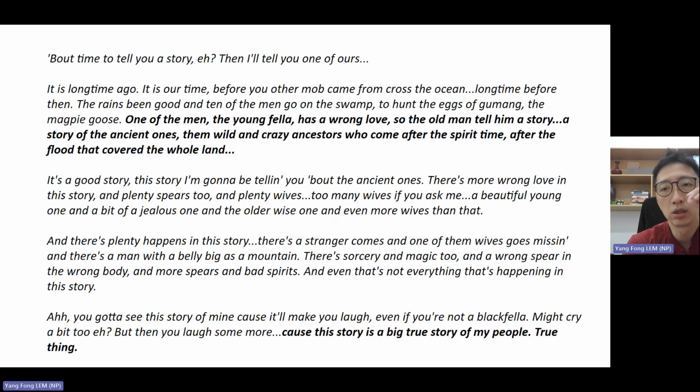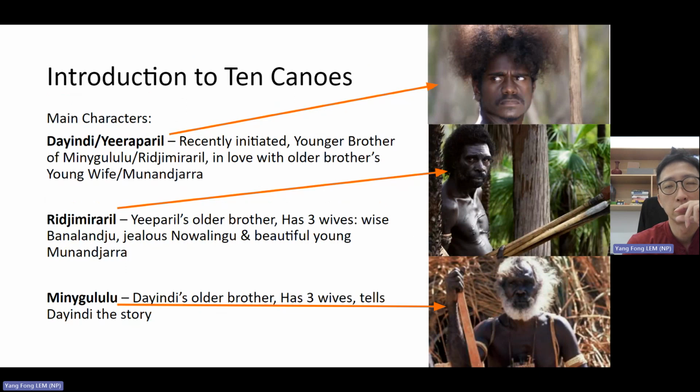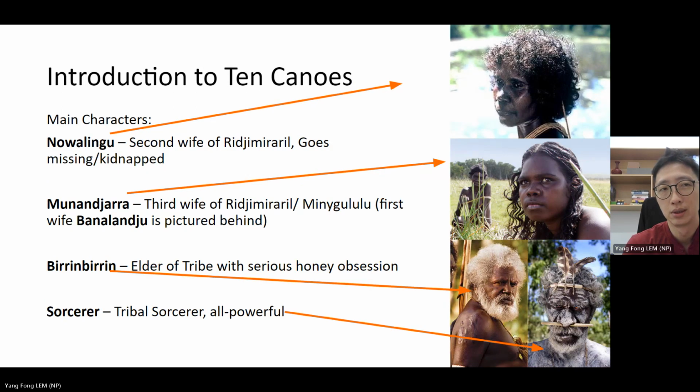Okay, so this one I'll leave to you to do as part of the exercise. Ten Canoes, you can do it as part of the exercise. It's a tribe, it's a network. Notice there are no buildings. It's just about humans, their relationship with the land, their relationship to one another, and their relationship to the spirits.